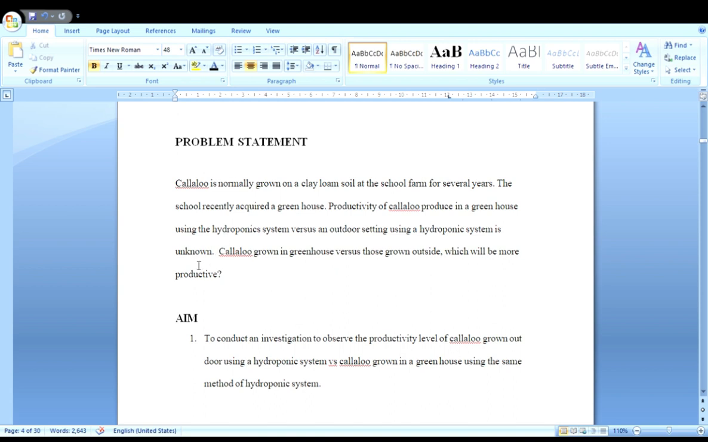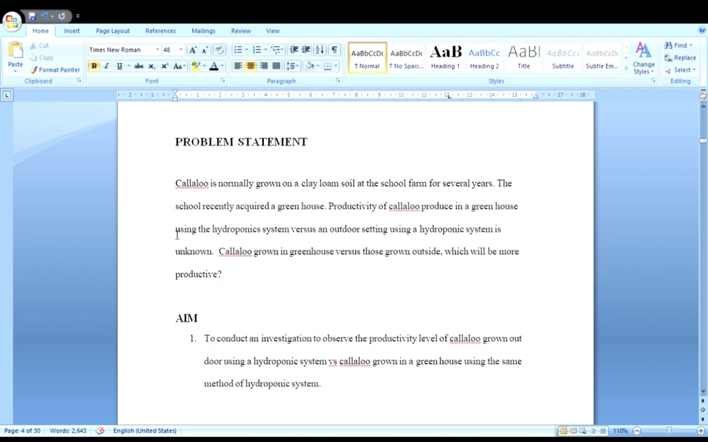Alright, so here it is saying that in this experiment, there's a problem, there's an unknown situation. The investigation basically then would try to find out the productivity, which one would be more productive, if the callaloo grown in the greenhouse would be more productive than the callaloo grown outdoor. And of course, a hydroponic system will be used for both of them, which is a self-wicking system.